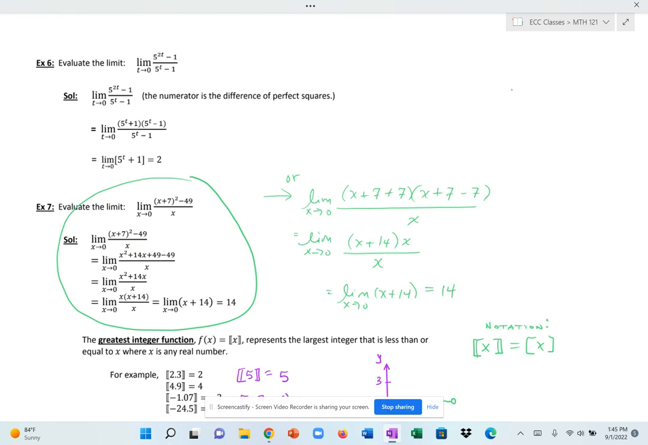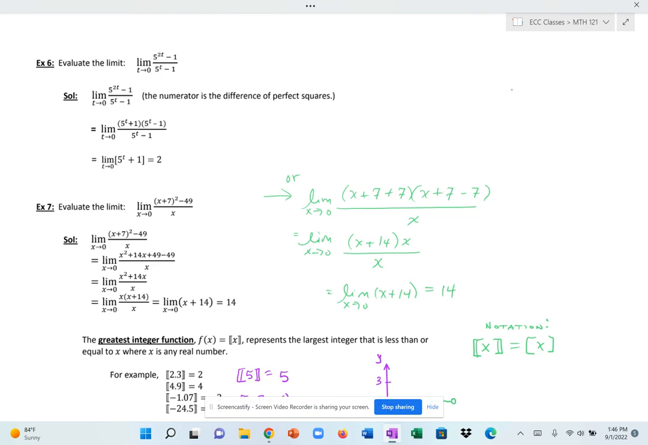Then the 49s cancel each other out, and I'm left with this limit, x squared plus 14x over x. Factor out an x from the numerator, then the x in the numerator cancels with the x in the denominator, so I'm just left with this limit to evaluate, and when I plug in 0 for x, you get a limit value of 14. Now the way it's done on the right gives you the same result, and so either option is fine.